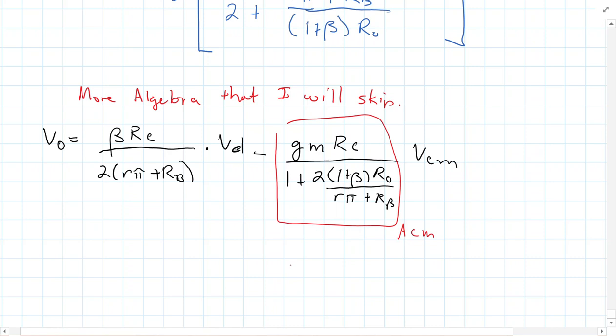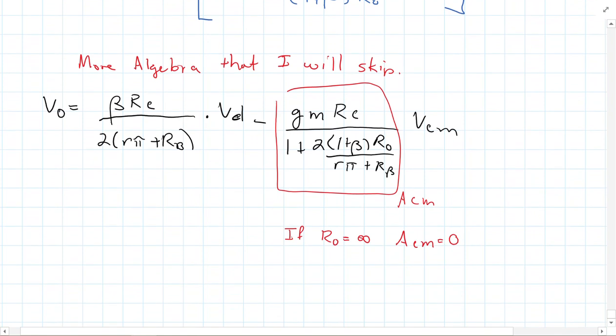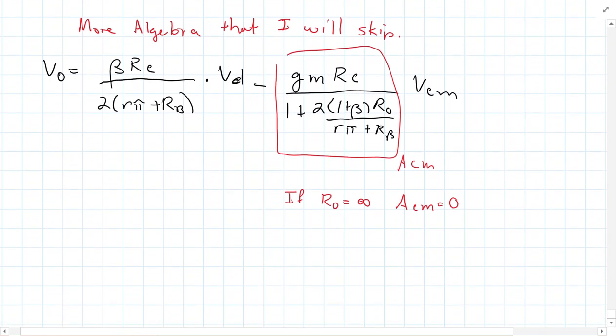Now, if RO equals infinity, ACM is just equal to 0. So if we have an ideal current source, the common mode gain is just simply 0 because we get an infinity in the denominator, and so we're just going to get 0. That's why we had to go back to the original equation. We're not necessarily assuming RO is infinity at this point because we're really wanting to make sure we see the effect here.